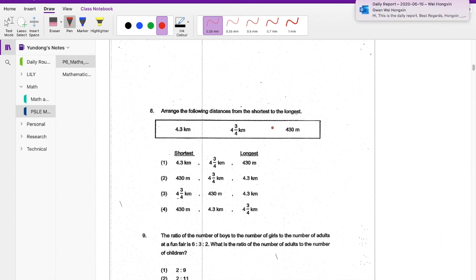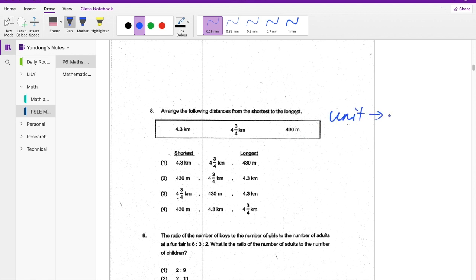Okay, let's see question 8. Arrange the following distances from the shortest to the longest. So this one is a very common question. We need to sort the numbers either from the smallest to largest or from the largest to the smallest. And here he says from the shortest to longest. So let's see. You want to compare the numbers. So here we have 3 numbers. We need to have the same unit. So unit must be same.